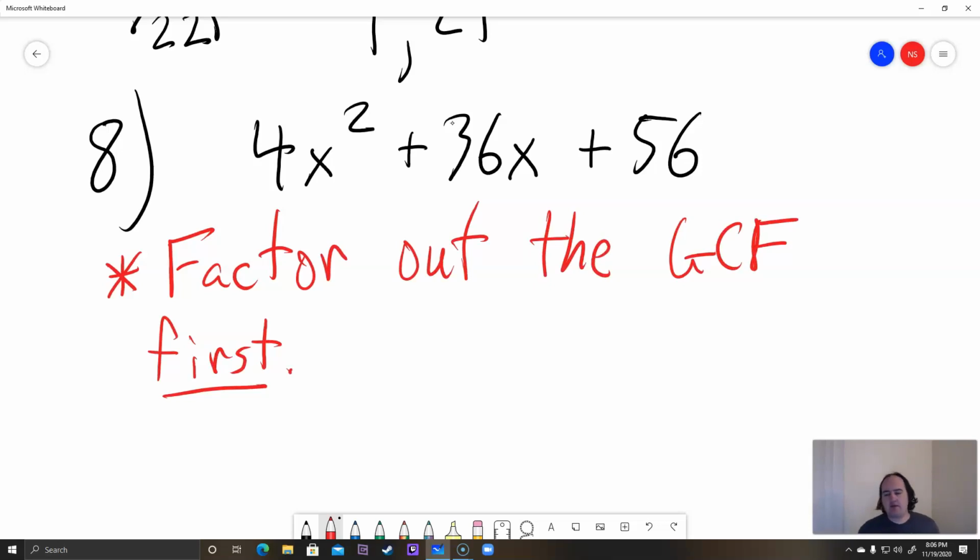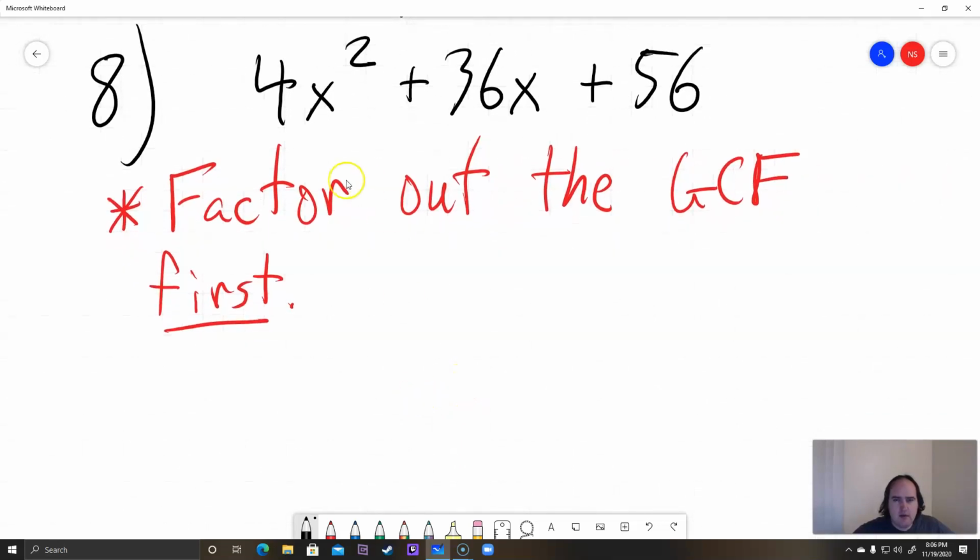Okay, and that's why we had that other video on how to factor out the GCF. That's actually a helpful thing here. So looking at these numbers, the biggest number that goes into 4, 36, and 56 would have to be 4. Because 4 goes into 4, 4 goes into 36, 4 times 9 is 36, and 4 also goes into 56. If you're not sure about that, you can always use a calculator. Do 56 divided by 4. Okay? And I believe that's 14.